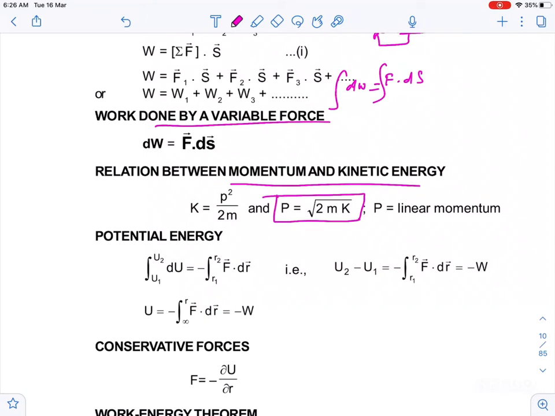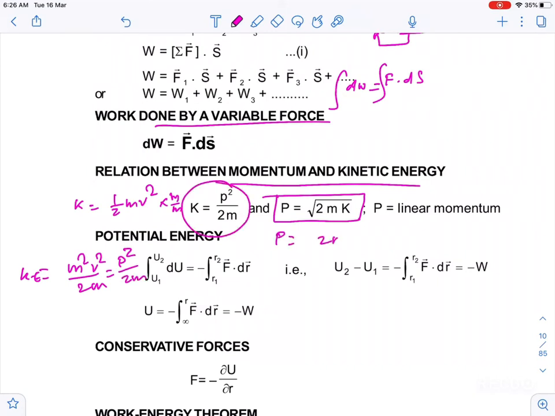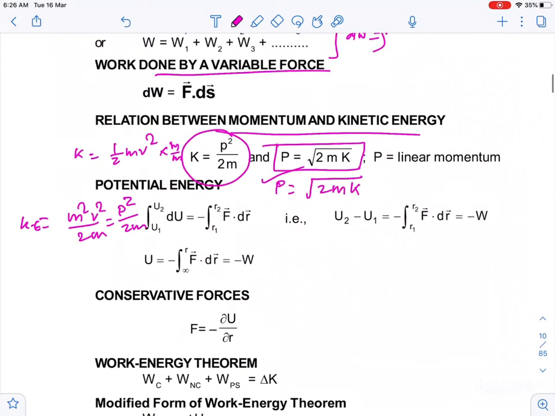Last year also they asked this question, and this dimension is very important. So kinetic energy, you know, guys, is half mv square. Multiplying m and dividing by m, this is m square v square divided by 2m. So kinetic energy can be written as momentum p square by 2m, and this p can be written as root of 2m K directly like this.